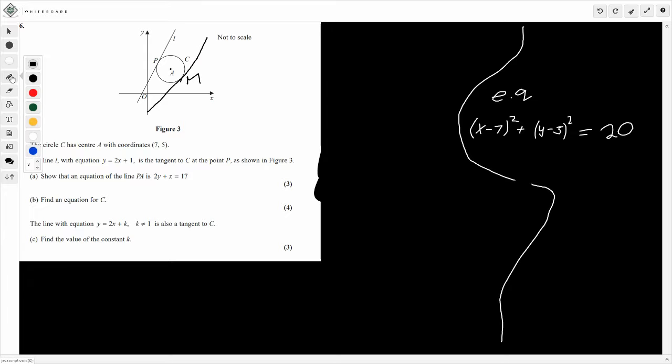What's the coordinates of M going to be? Well, how do we work that out? Well, what you need to consider is how we get from P to A, and then how we get from A to M. So this is a radius from P to A, like that, and it would be the same from A to M, like that. So how did we get from P to A? Well, P is 3, 7, and A is 7, 5.